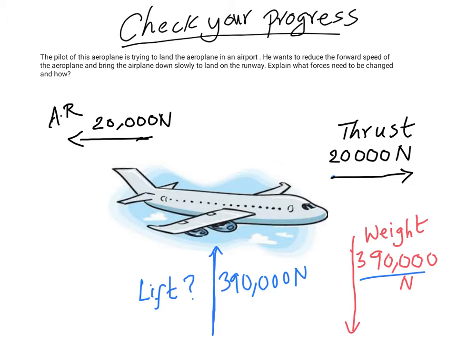Okay, so the forward force has to be reduced, and the effect of that is the aeroplane will slow down in the forward motion, so it will slow down the speed. Also the lift force needs to be reduced gradually from here. So you have to go lower than 390,000 newtons, so the aeroplane can actually start coming down at a steady rate. It has to lower its altitude in order to land. So this force needs to be reduced.